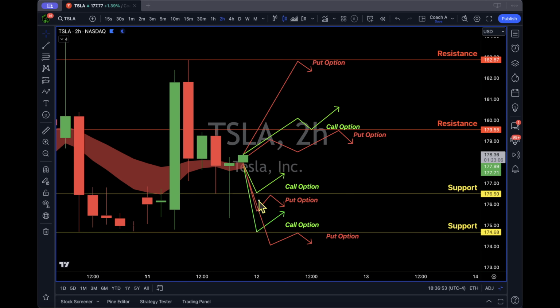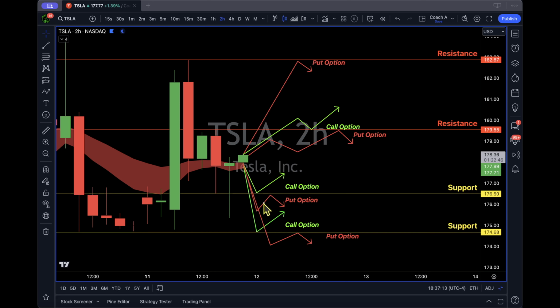If we go past that support line, okay, do not, I'm going to repeat, do not jump into a put option until you see this rejection happen. This is confirmation for a put option, but you have to have this confirmation here, guys, okay?